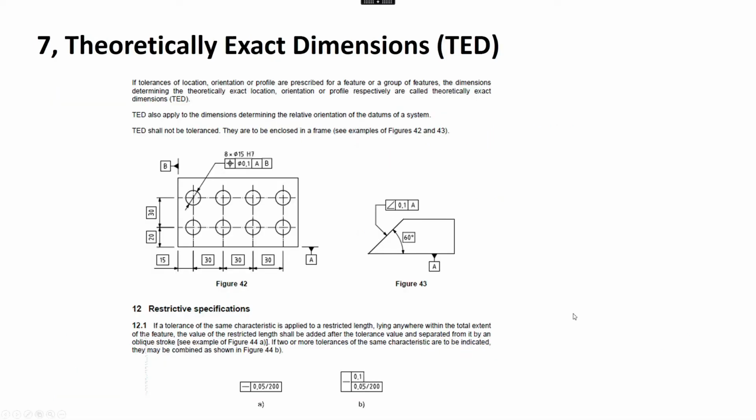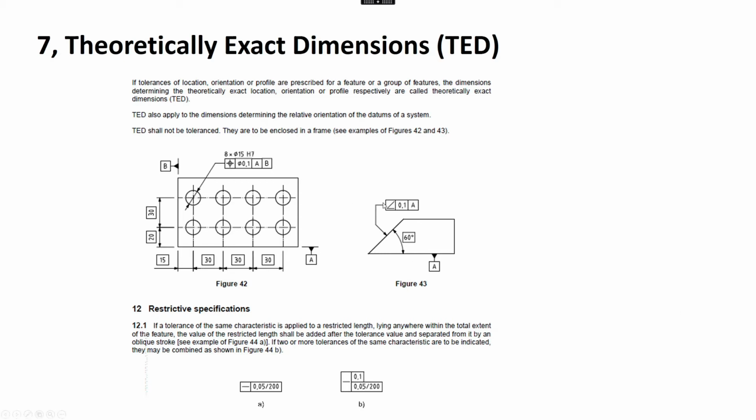Okay, so theoretically exact dimensions. We've got an example here where we've got some holes that are machined into a plate, and it's showing we've got datum A and datum B, and we're putting these holes in relative to face A and face B. So generally speaking, the box dimensions come from the faces that are in the tolerance control frame.